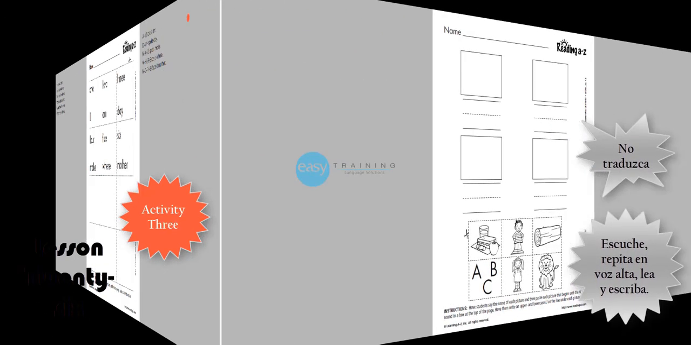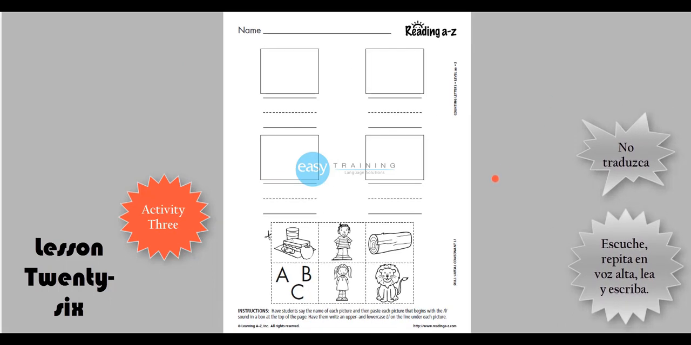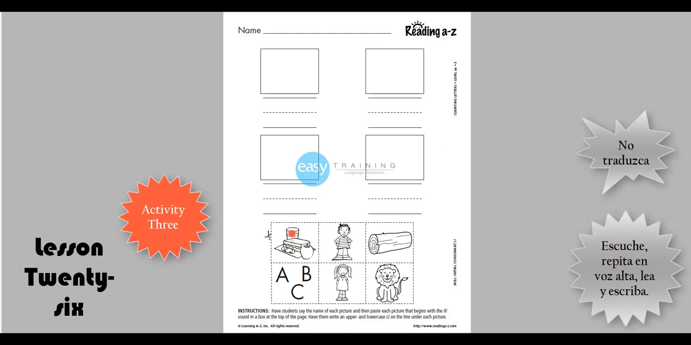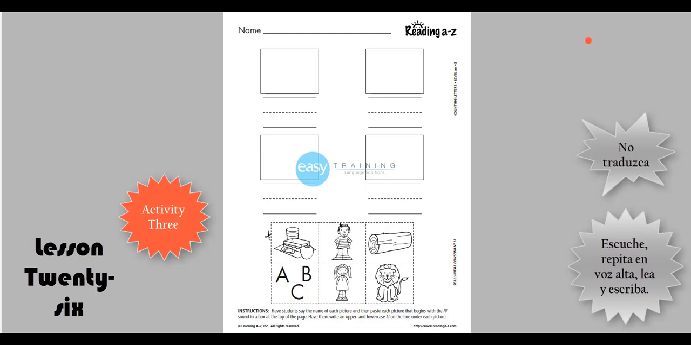Pasemos a la siguiente actividad. This activity is about words that begin with the letter L. Letter L. Let's say the names first. Lunch, boy, log, letters, girl, lion. One more time. Lunch, boy, log, letters, girl, and lion.